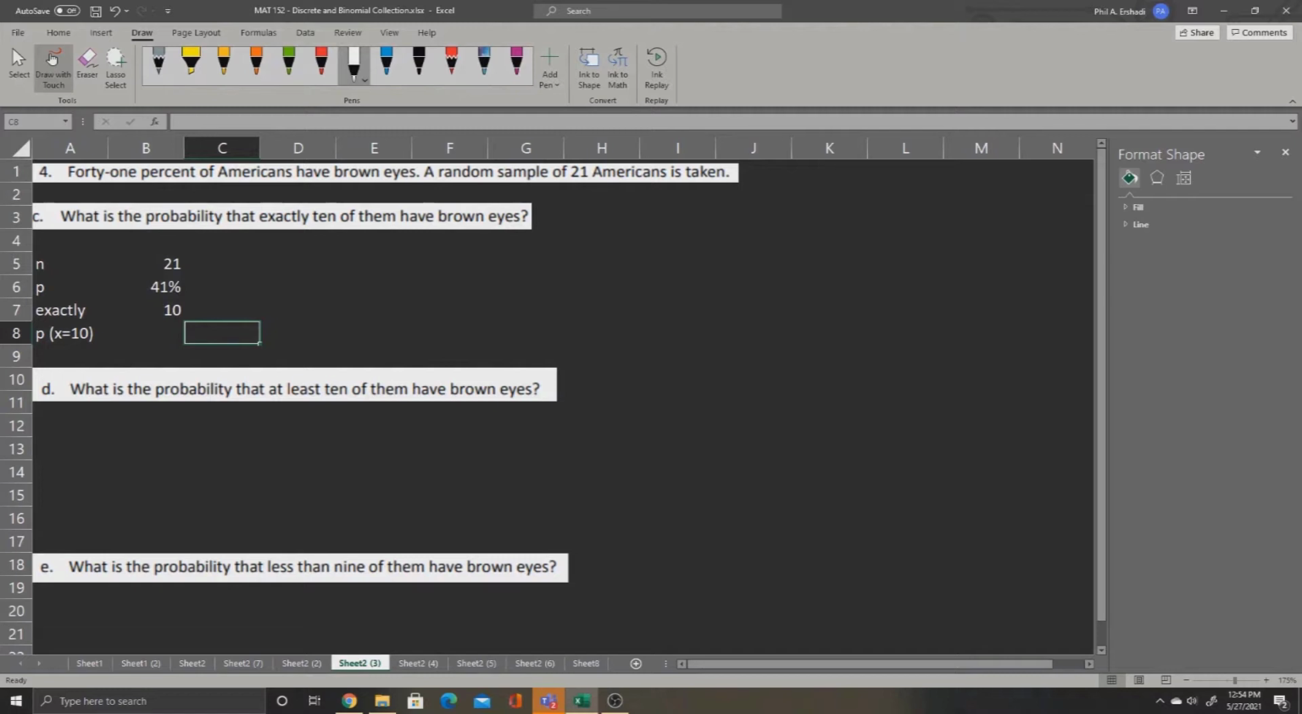Let's first draw a picture for this. The lowest possible value for x is 0, and the highest is 21. But we want exactly 10. Now, if you're looking for an exact number using binom dist range, we would say equals binom.dist.range. We would first enter the number of trials, or n, the probability of success next, 41%, comma, the exact number we're after, which is 10.